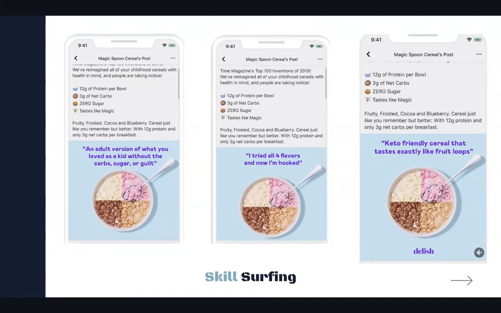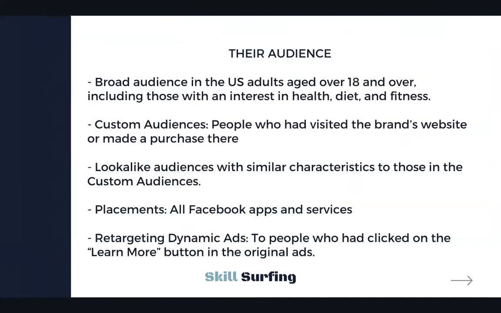Now, this is in the States, so they can mention competitors in the ads, which is something that might be tricky somewhere else. For this specific campaign, they focused on a broad audience in the US. That's one ad set that focused on a broad audience, age 18 and over, and people who are interested in health, diet, and fitness, of course, because keto is both health and fitness.